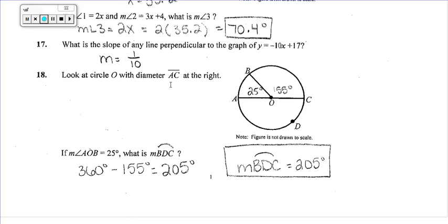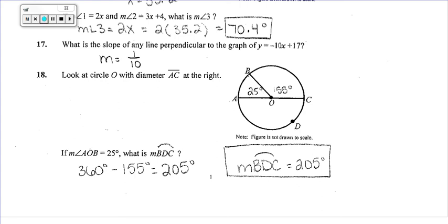Okay, here is circle O with diameter AC. That's a really important part. AC is a diameter, which means that the arc here, ADC, is 180 degrees. Okay, we want to find the measure of arc BDC. Now, on your paper, they told you that arc is 155 degrees, which would mean that angle BOA is going to be 180 minus 155, which is 25.